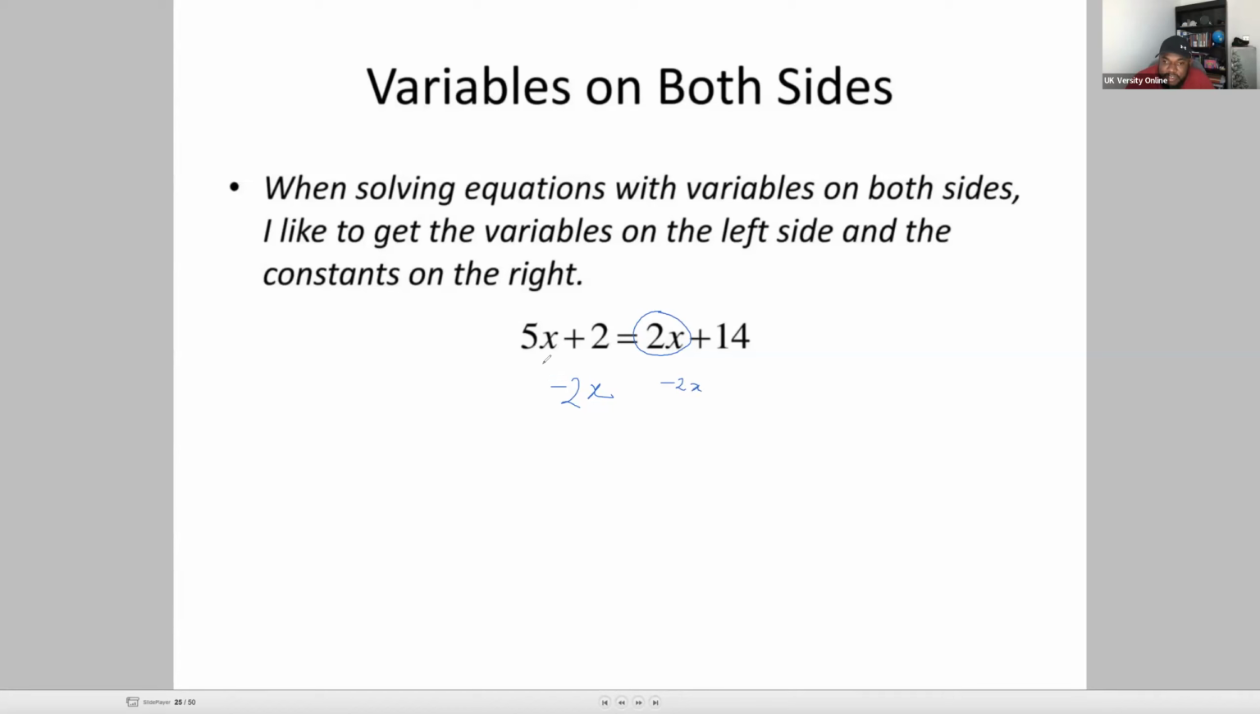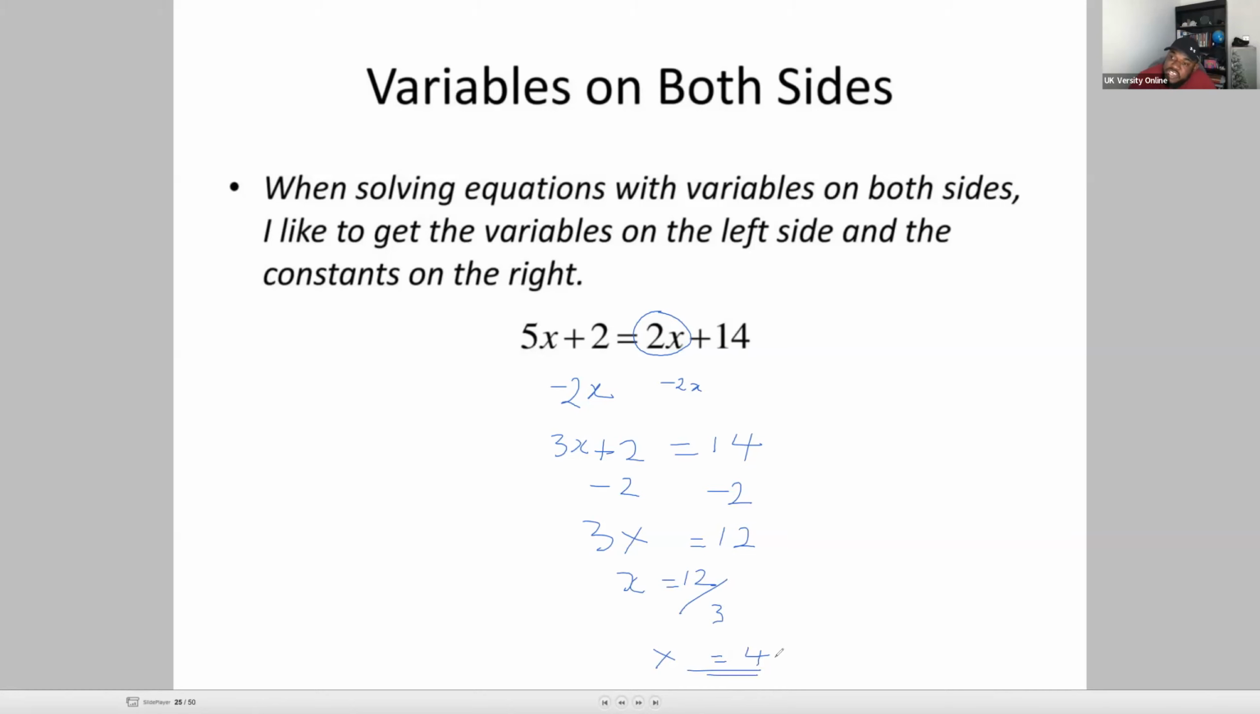So 5x minus 2x gives you 3x plus 2 equals 14. Then you take away 2 from both sides. That gives you 3x equals 12. Then x will be equal to 12 divided by 3. X equals 4. That is it.